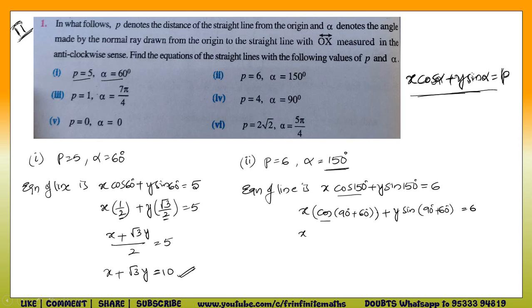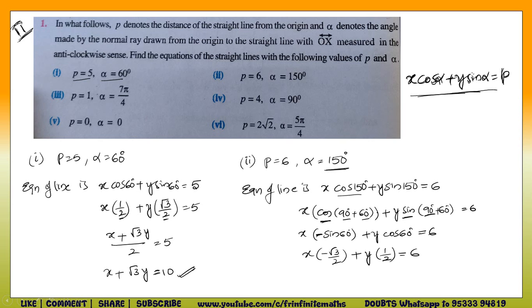Now x into cos of 90 plus theta: cos of 90 plus theta changes to sin, and since cos is negative in the second quadrant, it becomes minus sin 60 degrees. Plus y into sin of 90 plus 60: sin is positive in the second quadrant, and 90 changes sin to cos, so this becomes cos 60 degrees, equal to 6. Sin 60 is root 3 by 2, so x into minus root 3 by 2 plus y into cos 60, which is 1 by 2, is equal to 6.